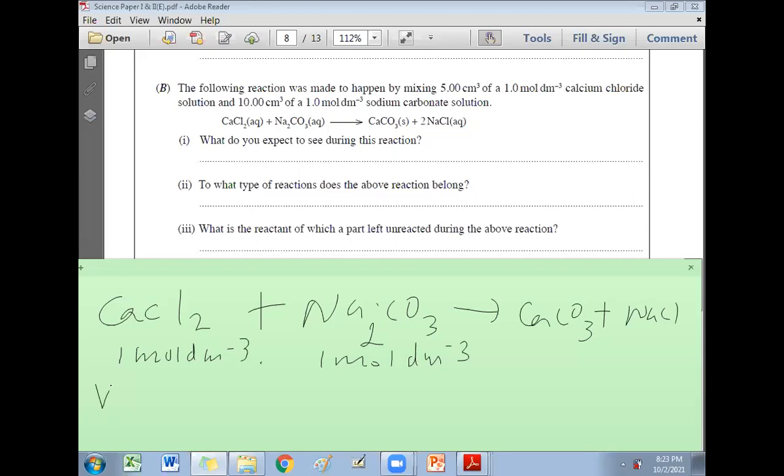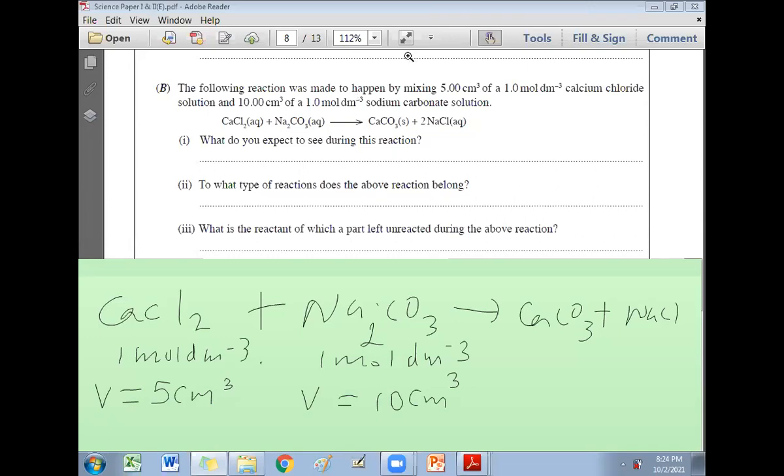Now look at the data at the beginning. Calcium chloride, 5 cubic centimeters. But for this one, the volume is 10 cubic centimeters. That means which one is in excess? Actually, here's Ayad. I'll ask Ayad. What is in excess now?